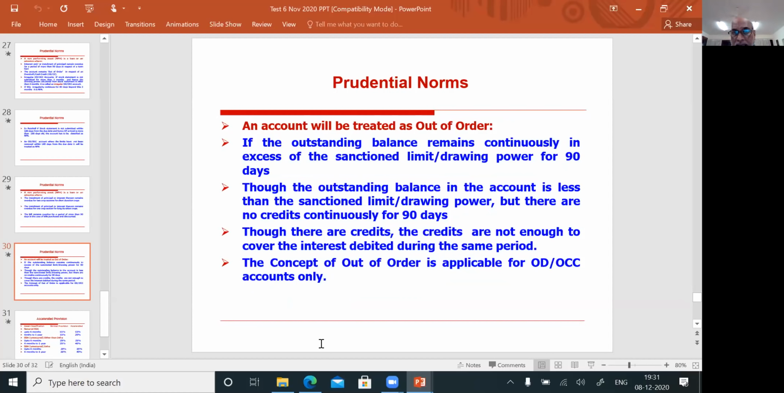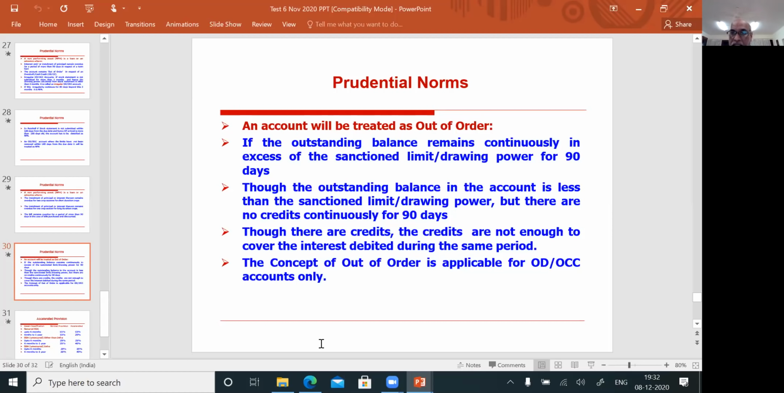Okay, now let's see. For OD/OCC accounts, the concept of out of order is this: if the outstanding balance remains continuously in excess of the sanctioned limit or drawing power for 90 days, whichever is less, all of you are aware. If the liability continues to be more than the limit or drawing power, whichever is less, continuously for 90 days, it is called an out of order advance.